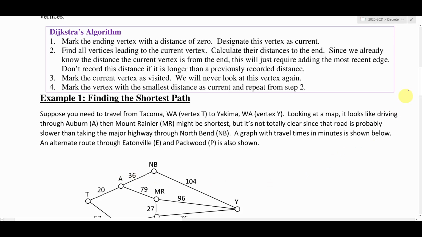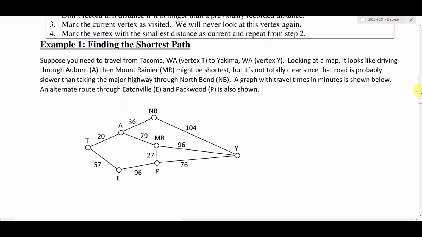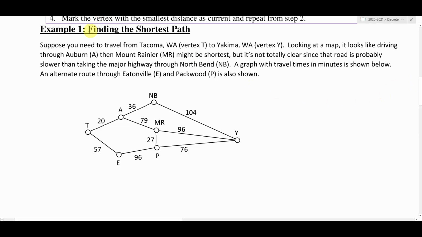Let's take a look at what we've got here. Suppose we are traveling from Tacoma, Washington to Yakima, Washington. Tacoma is represented by vertex T, and Yakima by vertex Y. These are all of the possible roads that you could take in between. So this is what Google sees when it starts to do this algorithm.